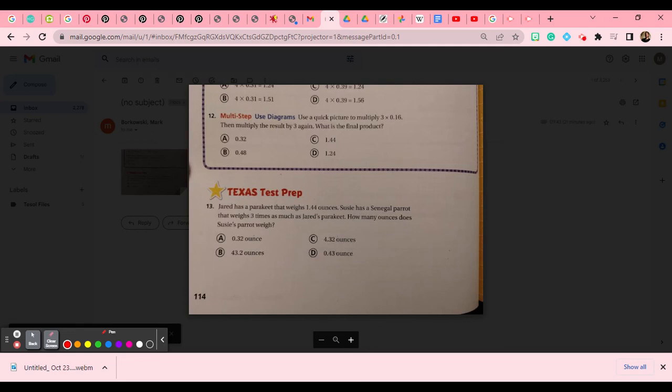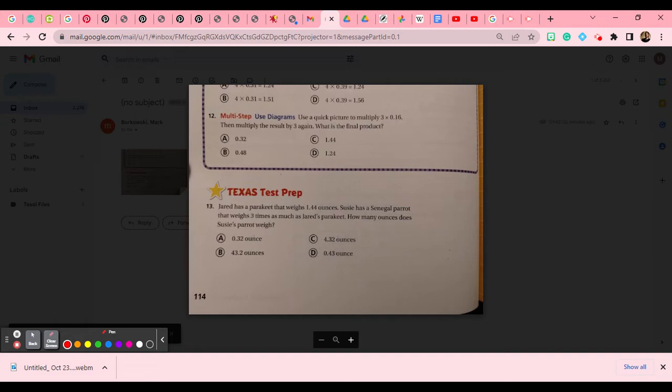Hello again, class. I want to talk to you about number 13. It says Jared has a parakeet that weighs 1 and 44 hundredths ounces. Susie has a Senegal parrot that weighs 3 times as much as Jared's parakeet. How many ounces does Susie's parakeet weigh?